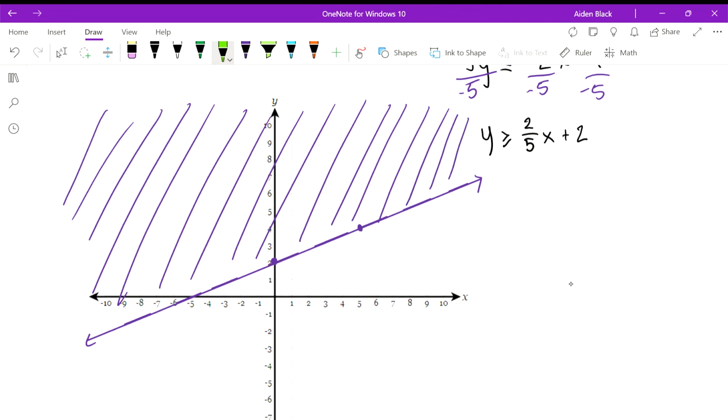Double check, plug in a point like 1, 4. So 1, 4, if I plug that into this inequality, it should still work. So 4 is greater than or equal to 2/5 times 1. You can see here our x and our y, okay? Plus 2. So we have 4 is definitely greater than 2 plus 2/5, so that checks out.